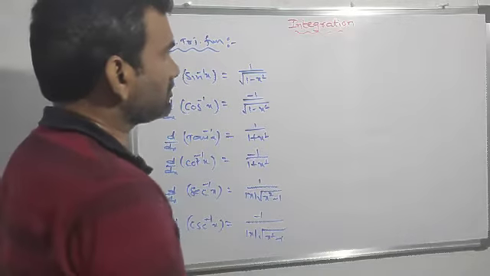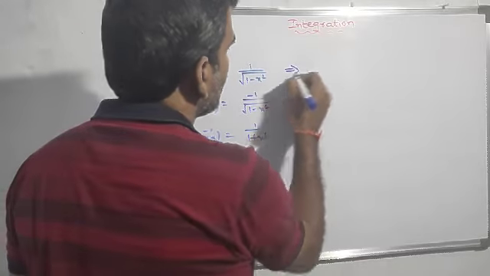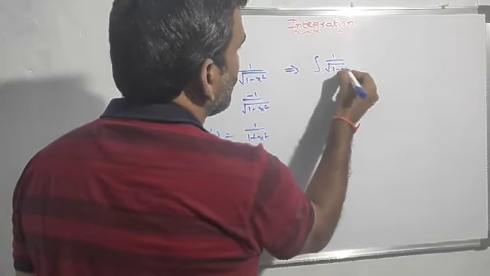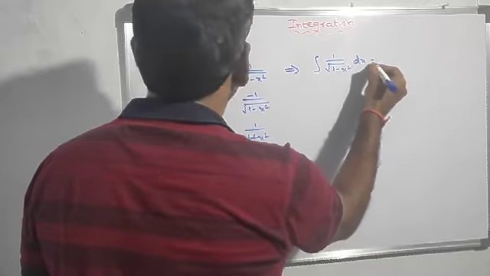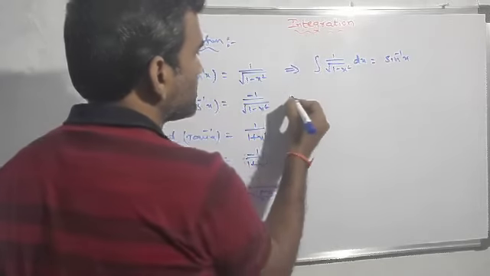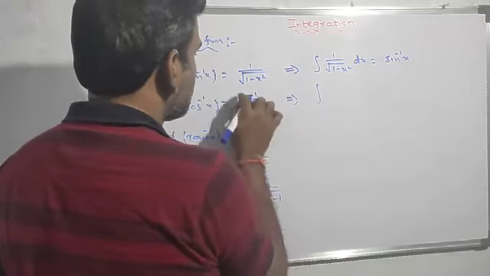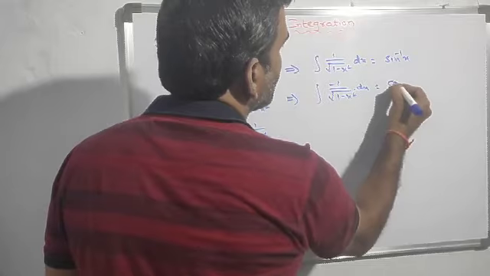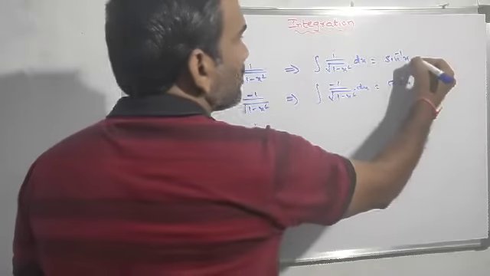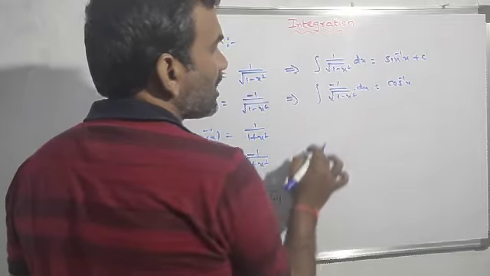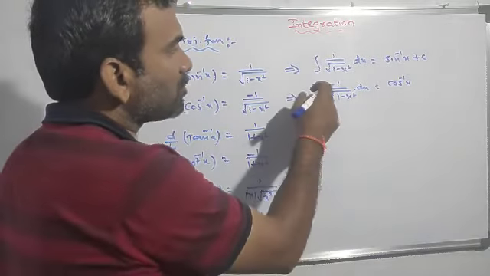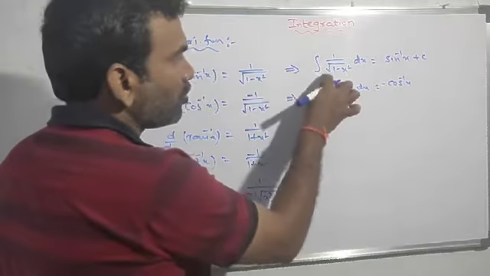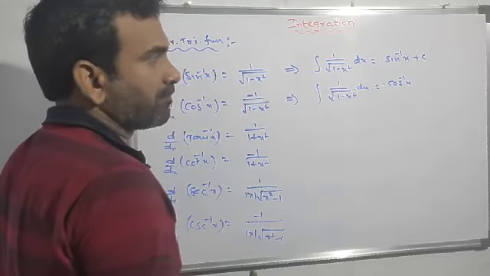From this, if you take this value to this side, that means integration of 1 by square root of 1 minus x square into dx equals, what is the formula? Sine inverse x. Here, integration of minus 1 by square root of 1 minus x square into dx equals cos inverse x, plus c also. But we already have a rule: don't put the negative sign on the left hand side, so you just take this value to this side.